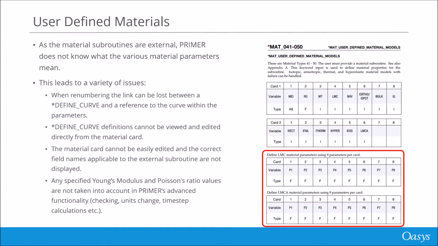Defined curve definitions can't be viewed and edited directly from the material card. And the material card cannot be easily edited, and the correct field names applicable to the external subroutine are not displayed. So you can see in the example here on my screen, we have P1, P2, P3. So we don't see the correct field headers for the external subroutine in question. And any specified Young's modulus or Poisson's ratio values are not taken into account in Primer's advanced functionalities. So things like checking, changing unit system, and time step calculations, and so on.